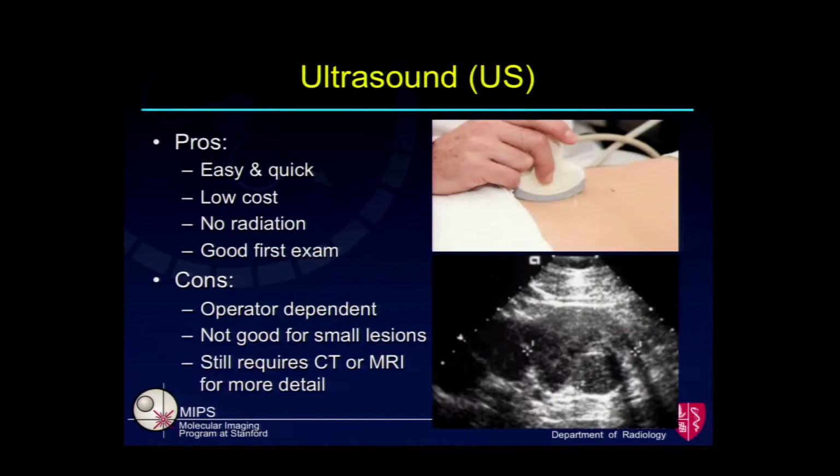So the ultrasound is the next one that I'll talk about. It also is very easy to perform. It's a quick exam. There's very little preparation involved. Again, low cost. In this case, there's zero radiation at all, so that's even better than the minimal amount you get from an X-ray. And so therefore, it functions as a very good first exam. And this is often where patients are first diagnosed, or some sort of abnormality is first picked up.